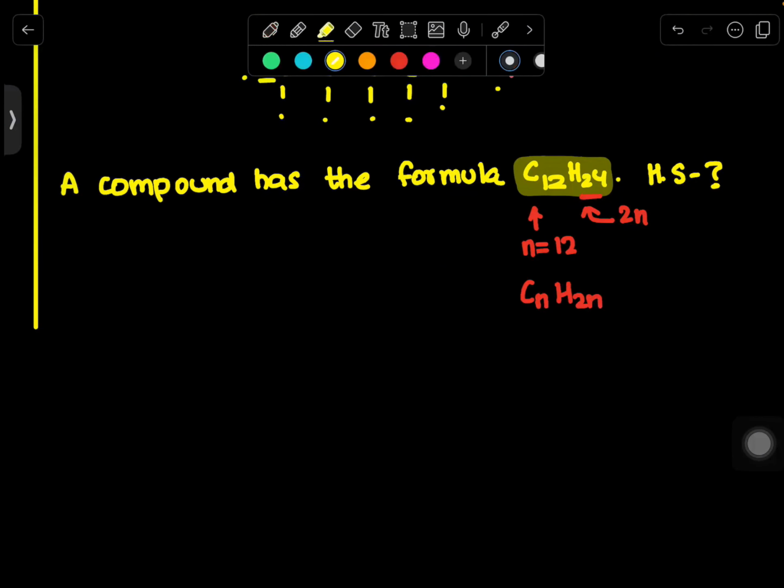Can you recall which compound has this general formula? Ma'am, I forgot. It's okay. Once you learn those general formulas, you will be more comfortable with them. So this is actually an alkene.